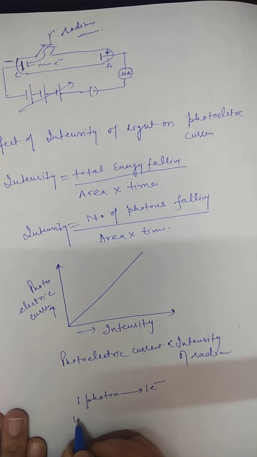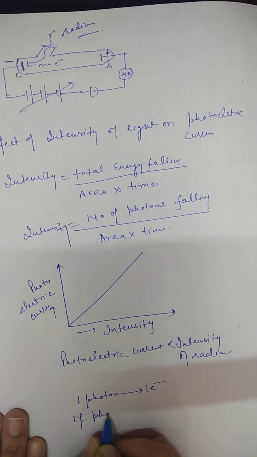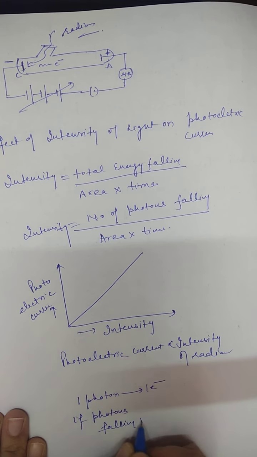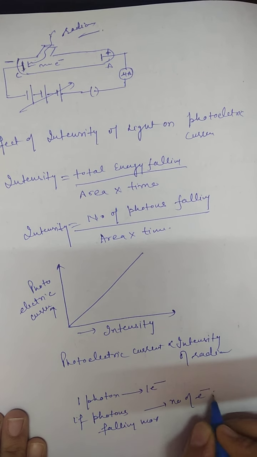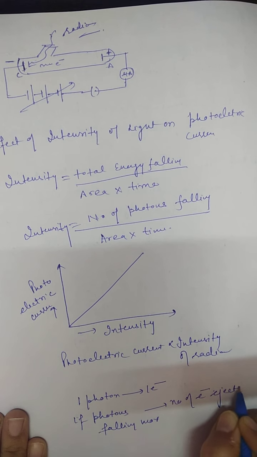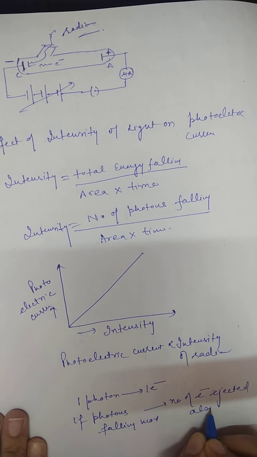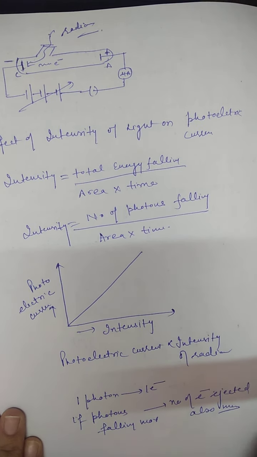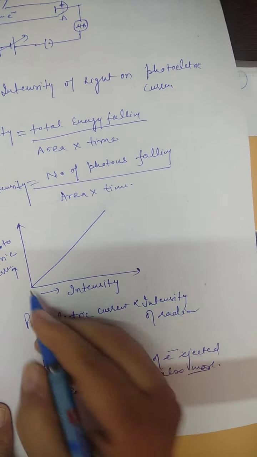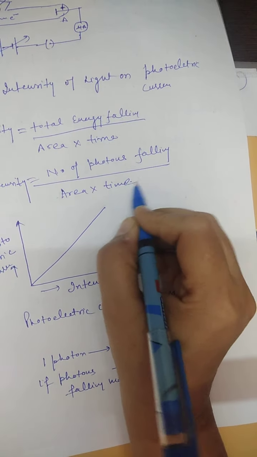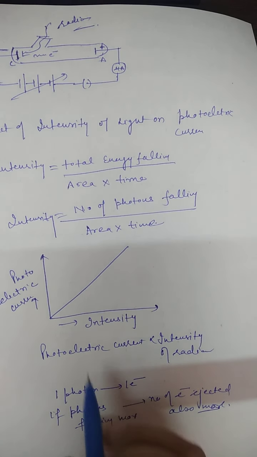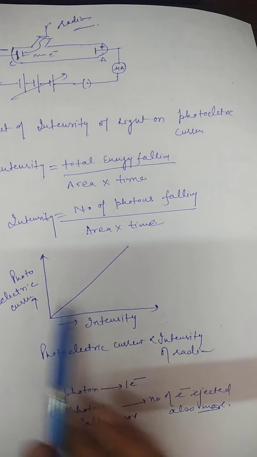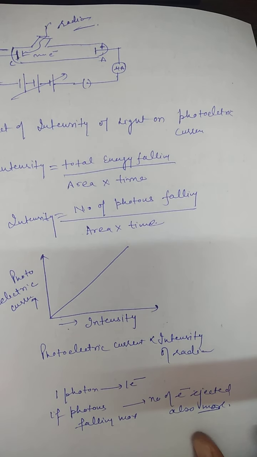So if photons falling become more, then the number of electrons ejected also becomes more। अगर ये ज्यादा हो जाएंगे, तो आपका फोटो इलेक्ट्रिक करंट भी क्या हो जाएगा, इंक्रीज। आई थिंक इफेक्ट ऑफ इंटेंसिटी ऑफ लाइट इज क्लियर टू ऑल ऑफ यू। सो एज द इंटेंसिटी ऑफ लाइट increases, the photoelectric current also increases.